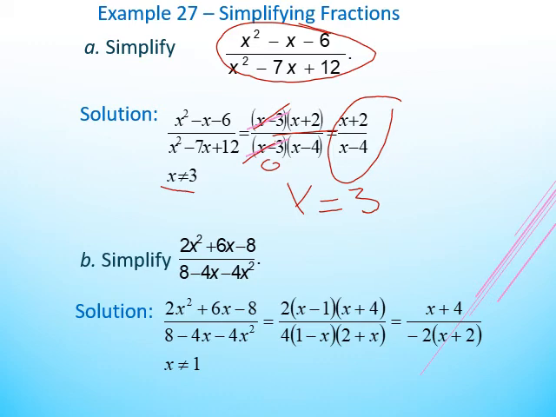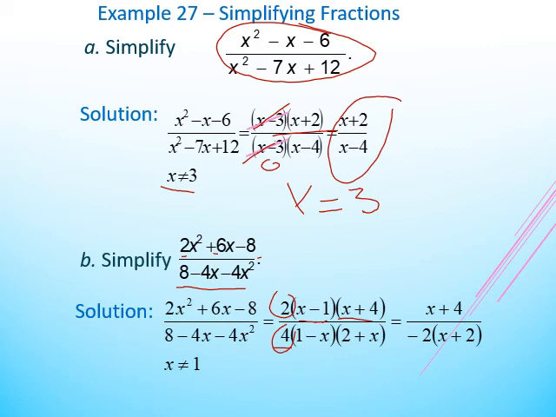Okay, let's move to another example for simplifying fractions, which is 2x squared plus 6x minus 8 over 8 minus 4x minus 4x squared. Let's take it in this form by taking 2 first as a common factor, because we have here 2, 6, and 8. So we can take 2 as a common factor, and the rest we can write as the product of two brackets, (x minus 1) and (x plus 4). The same in the denominator, we take a common factor 4 and the rest equals (1 minus x) times (2 plus x).